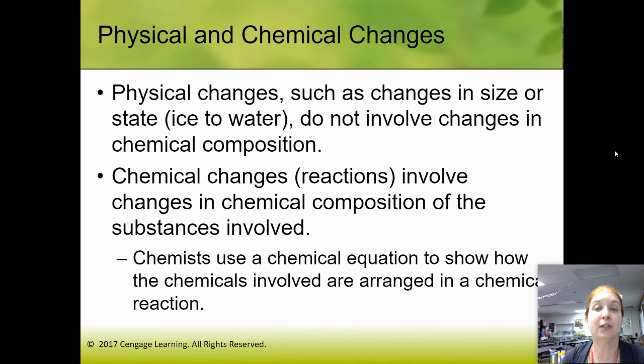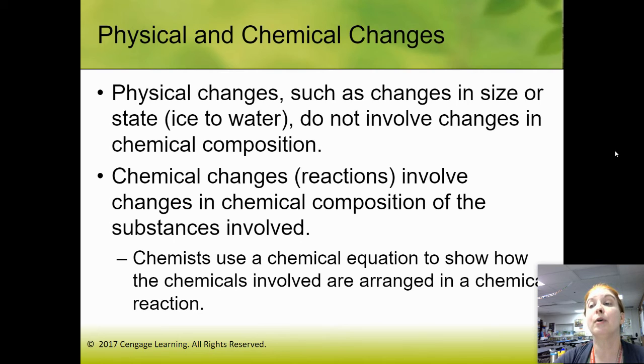So you can go through physical and chemical changes. So this is seriously your chemistry class in a nutshell. So physical changes are things like changes in size or state, like going from ice to water. They do not involve changes in the chemical composition. It's still water, it's just frozen, or it's now gas, still water. Then you have chemical changes or reactions that involve changes in the chemical composition of the substances involved. And once again, I think cooking is a good example of this. If I handed you a freshly baked cookie and I asked for the flour back, you couldn't give it to me because it's been chemically changed and you can't separate those things anymore.